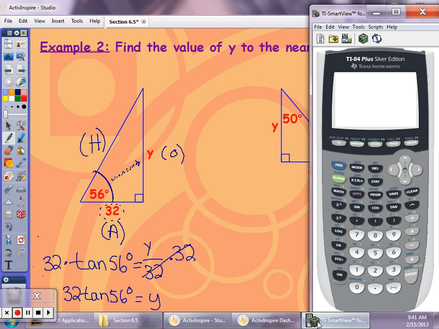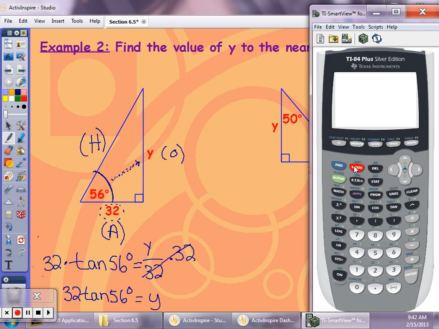The most important thing when working with sine, cosine, and tangent, or your trigonometry ratios, is to make sure your calculator is in degrees. So if you go into your mode key, which is to the right of your second, you're going to want to go down to radian, click over to degree, and hit enter. So you want to make sure that degree is actually highlighted. Then from here, we can go ahead and start finding our value for y.